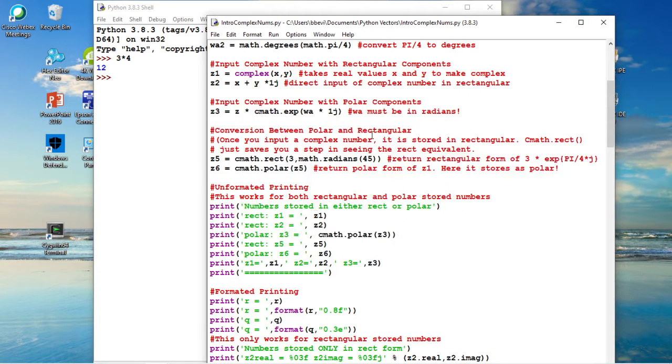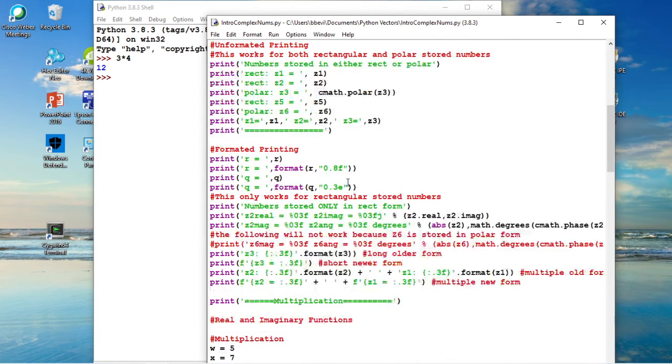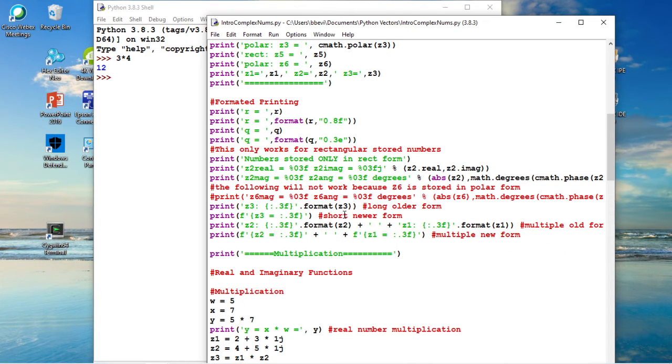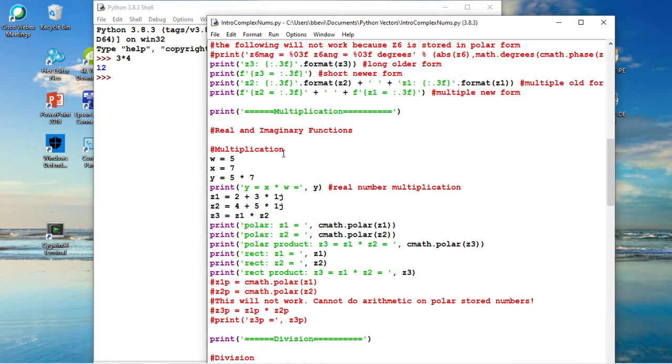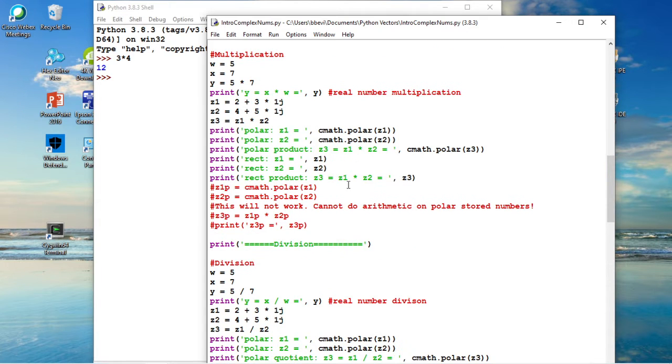Okay, and so you can do conversions between polar and rectangular. This is unformatted printing, and this is formatted printing, and I'm going through this quickly. You can look through this on your own and play around with it. Here, normals can store it only in rectangular form. So here I'm printing out some stuff, and here we're doing real and imaginary functions. Here you get some values, and here's how you can multiply. Here you have complex numbers, and you can multiply them too. Wow, that's pretty easy, much faster than using the calculator, I think. And then here you're printing out the results.